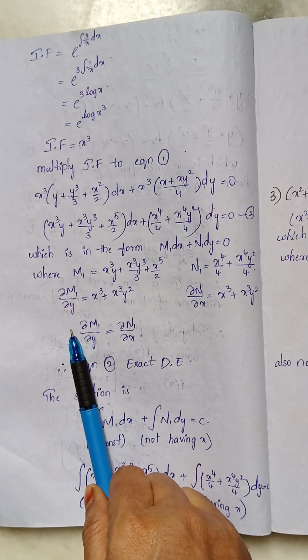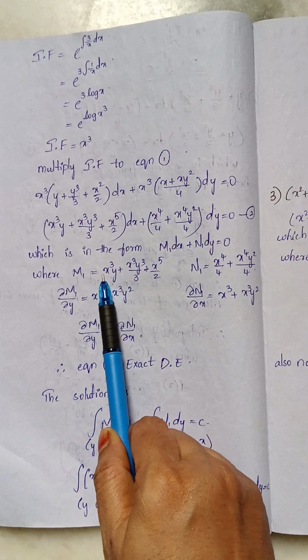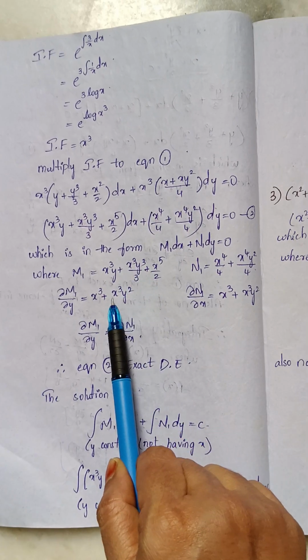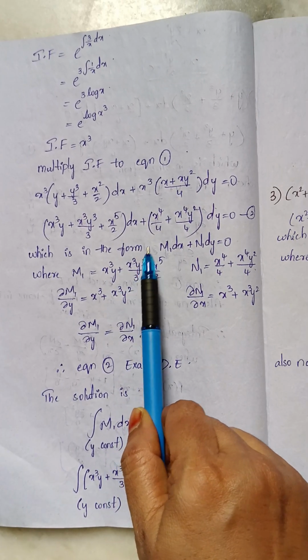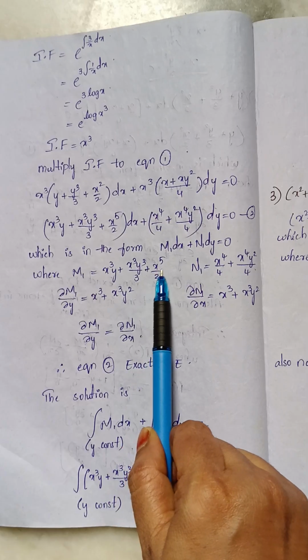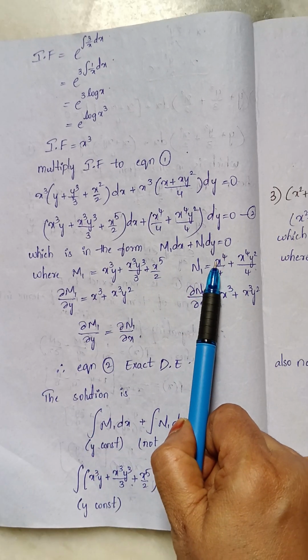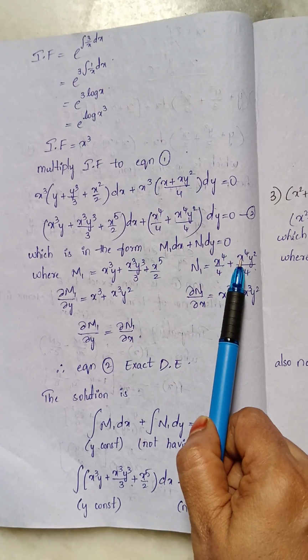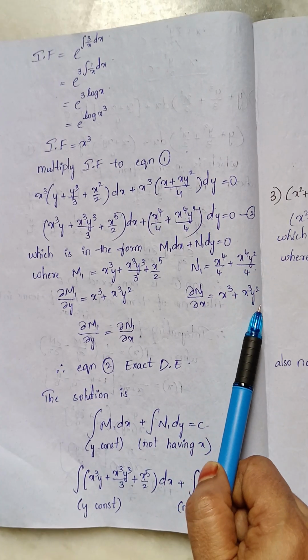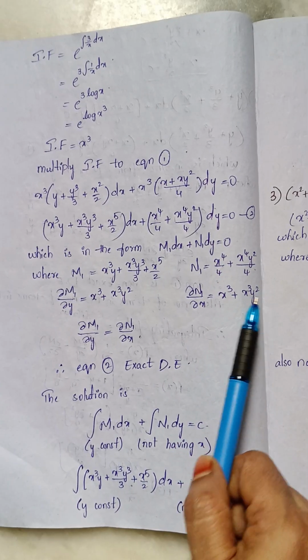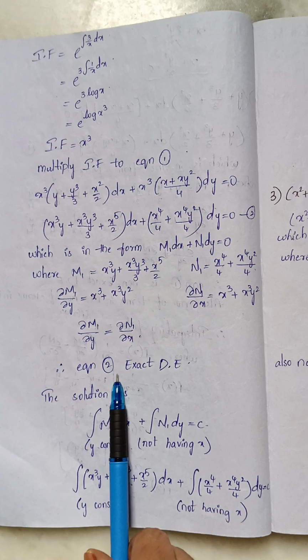Find out dou M1 by dou y. With respect to y, x cube is constant, and the y derivative is 1. With respect to y, x cube by 3 is constant, and the derivative of y cube is 3y square, the 3 gets cancelled here, and this is a constant whose derivative is 0. With respect to x, 4x cube by 4 is x cube, and y square by 4 is constant, so 4x cube, the 4 and 4 get cancelled, x cube will come. So both are equal, which means it is exact.